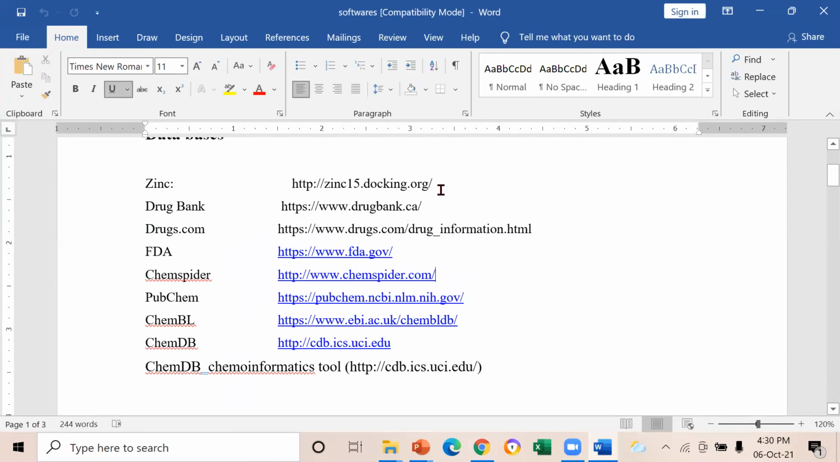I showed you the ZINC database, which contains millions of molecules. And then we have DrugBank, Drugs.com, and FDA, which give information only about drugs. These three databases give information only about drugs, that is, drugs which are in the market, which have been approved. Whereas the ZINC database will not be able to give that information. The ZINC database has the structures of almost 750 million molecules.